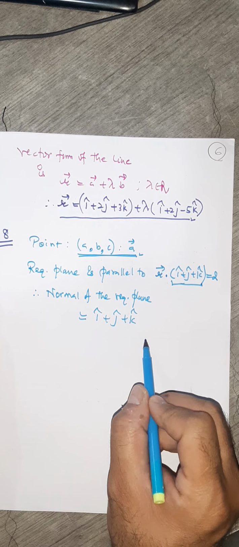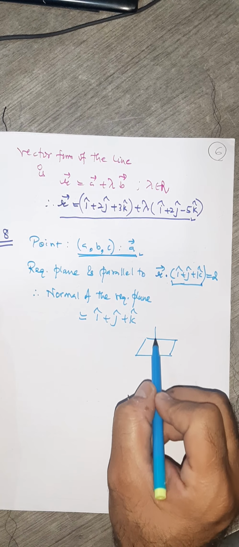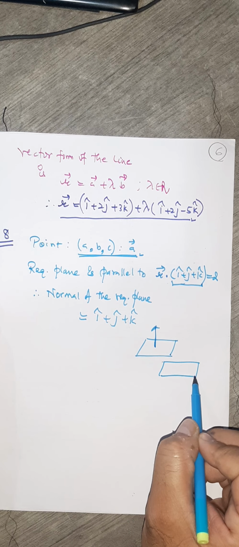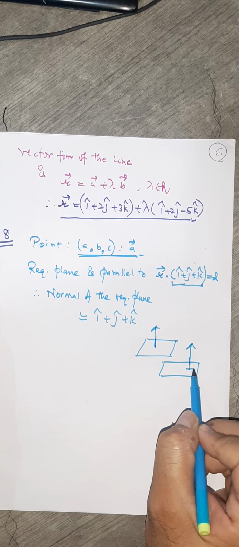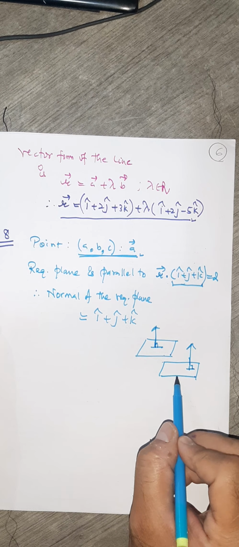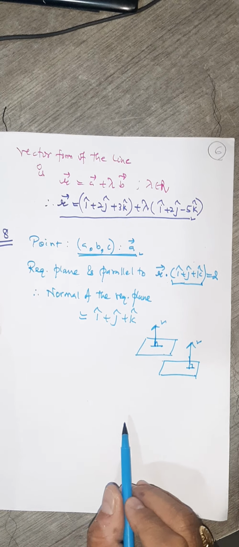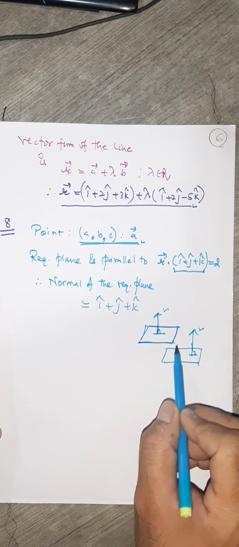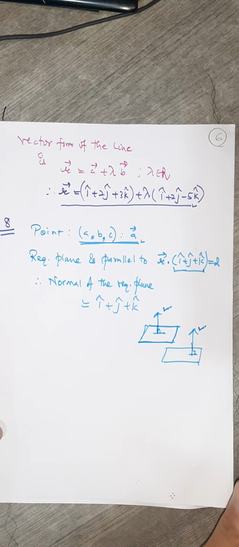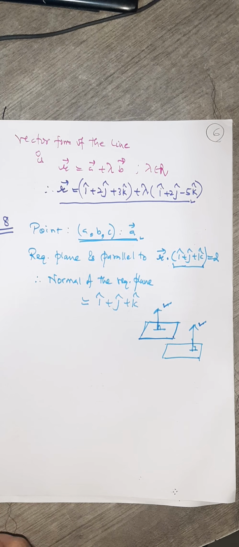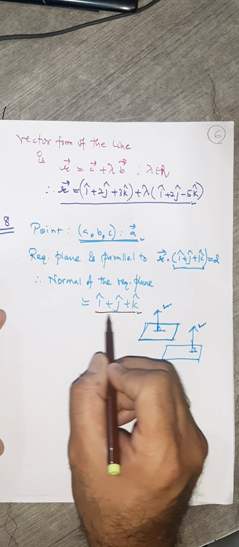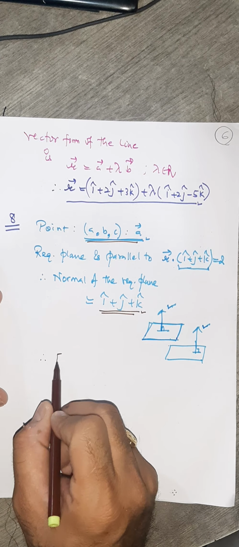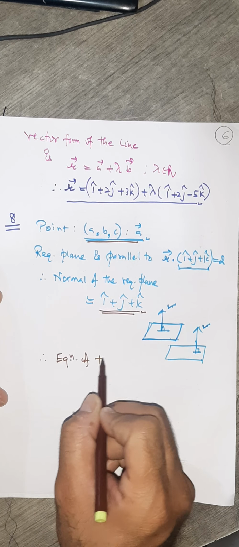It's like this. You see here you have one plane, its normal is this. This is the other plane, its normal is this, right? These two planes are parallel, therefore the normals are also parallel. So now you have the normal to the required plane, you have a fixed point, so you can get the equation of the plane.